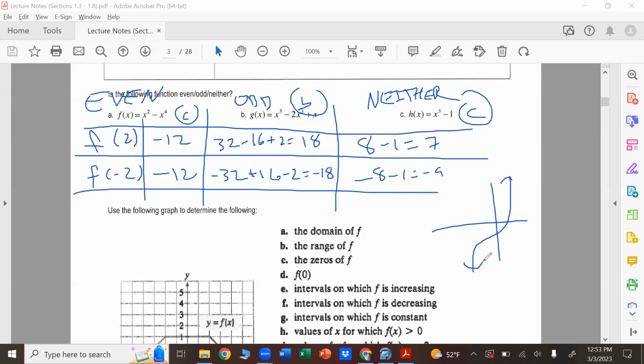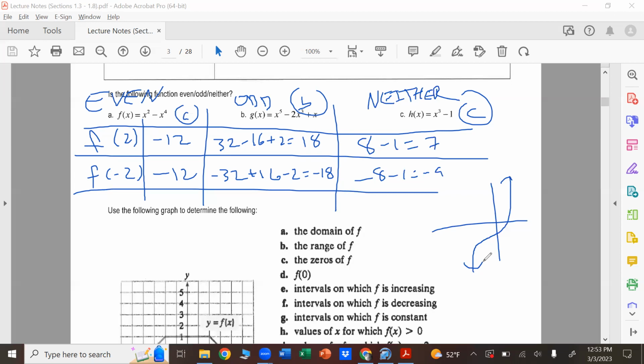No. If we rotate 180, it's going to be here. It's not going to be the same place. Because also this point here is 0, negative 1. This is going to be at 0 if I rotate 180. So it's not going to happen.